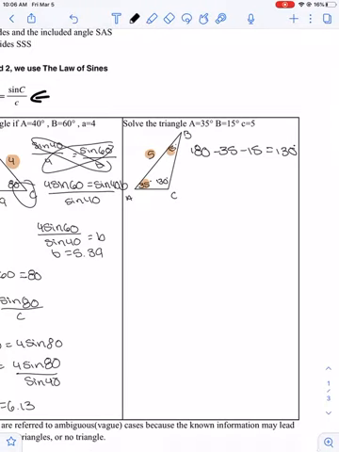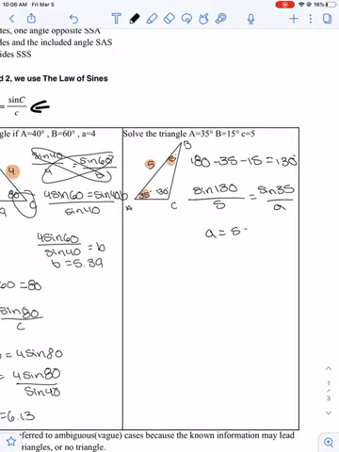Now I can set up a proportion. You need both the angle and a side length. So sine 130 over 5 equals, let's find side a first, sine 35 over a. Cross multiply, I would get a equals 5 sine 35 over sine 130. Plug that into the calculator, I get that this equals 3.74.